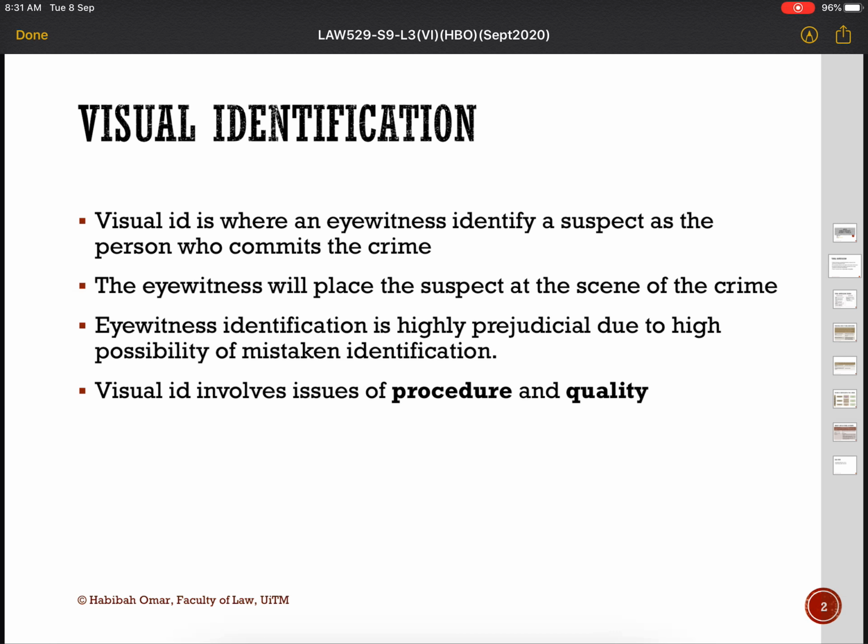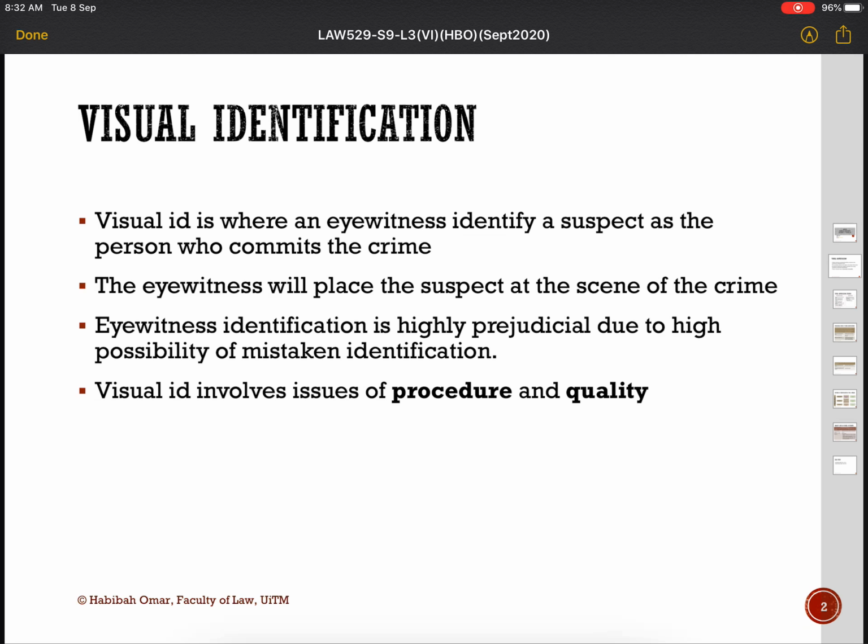Today, the focus of this lecture is to look at one aspect of identification, that is visual identification. Now, what is visual identification? Visual identification is where you have an eyewitness who perceives an accused person committing a crime, and he is giving evidence of that visual identification in the court. So he may give a description of the person that committed the crime. The idea of him giving evidence of visual identification is to put the accused at the scene of the crime as the person who committed the actus reus and the mens rea.